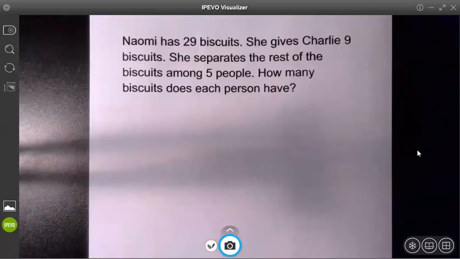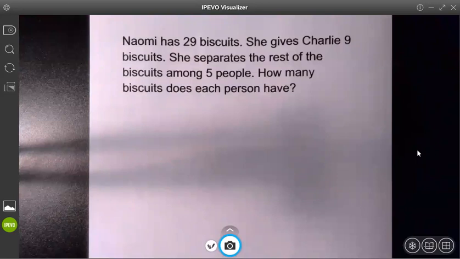Hi. So today I'm going to show you guys how to solve multi-step word problems using bar models. Bar models are also called strip diagrams, so they basically mean the same thing. So let's go ahead and get started.